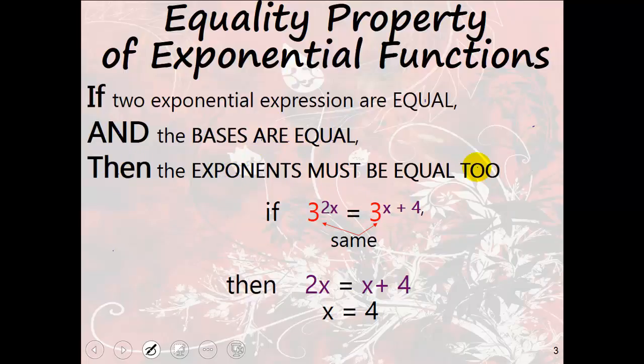So I'm trying to do this kind of in color here. My bases are 3. Okay, my bases are the same. I have an equal sign, so that means that my exponents have to be equal. And notice what I have here: 2x is equal to x plus 4. So now I'm going to solve for x. So I'm going to subtract x from both sides. This is minus x, and so I get x is equal to 4, and that's my solution. X is equal to 4.